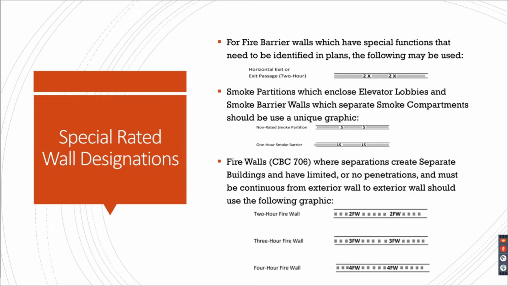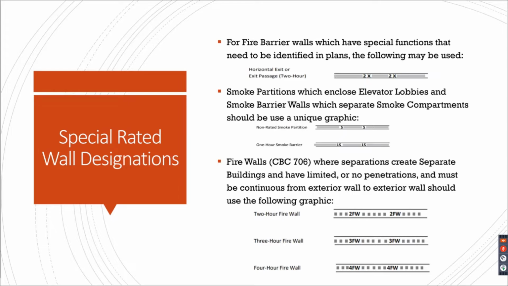that have a special function that need to be identified in the plans, you may use the following. Again, it's just an example, but the example here is for a horizontal exit or exit passageway required to be 2 hours. So there's a 2 with a little X. Smoke partitions, which enclose elevator lobbies, and smoke barrier walls, which separate smoke compartments. It should be a unique graphic because we want to follow that smoke barrier all the way through as well. Most of the time it has multiple uses and combines with other walls like fire partitions or crosses areas where they're incidental use, or whichever. You want to have all the wall types, but in this example, it's saying it's a 1 hour smoke barrier.